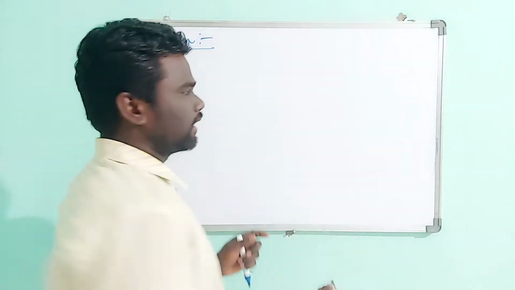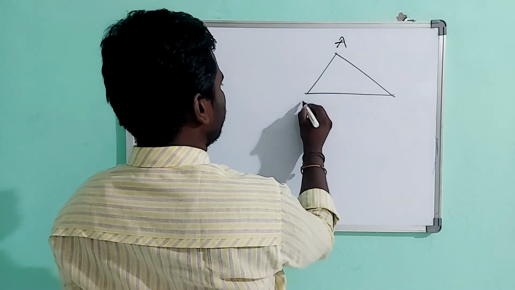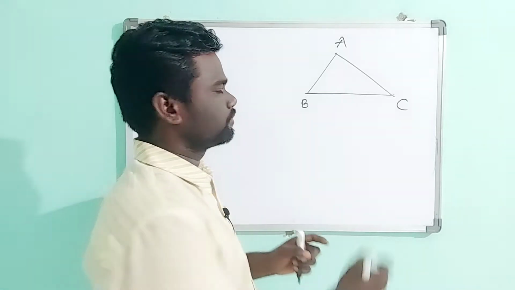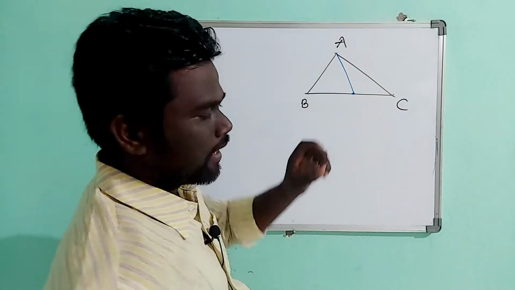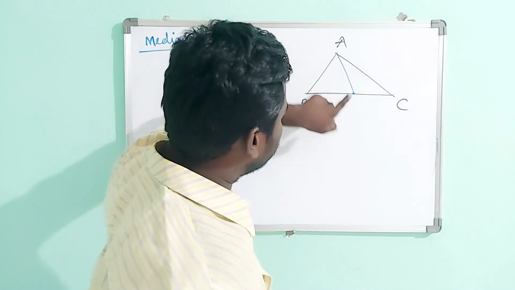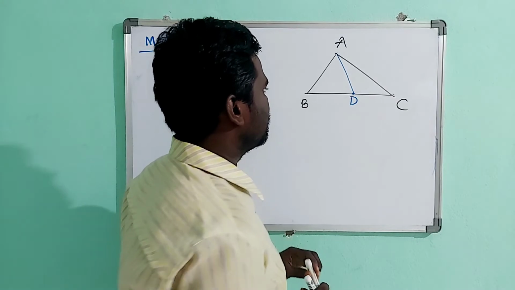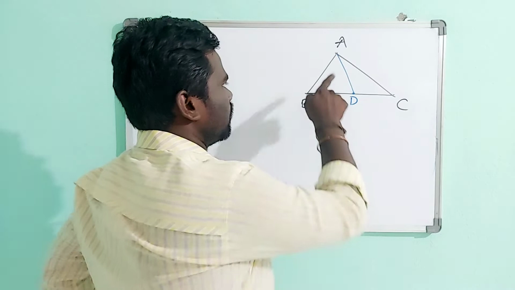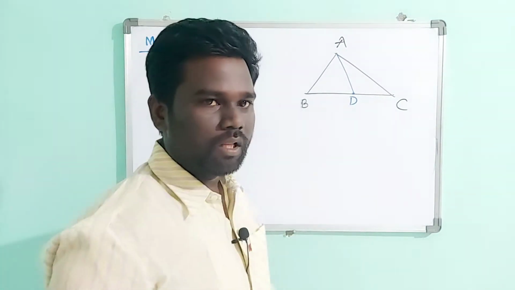So in any triangle, suppose it is a triangle ABC, the line segment joining a vertex, any vertex, and the midpoint of the opposite side is called the median. For suppose if the midpoint is D, then AD is called the median here. So the line segment joining a vertex and the midpoint of the opposite side is called the median.